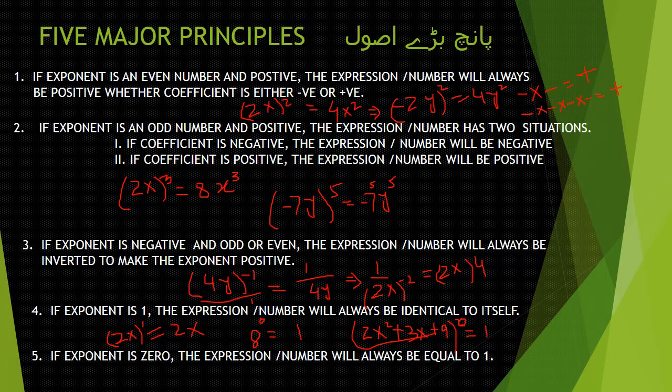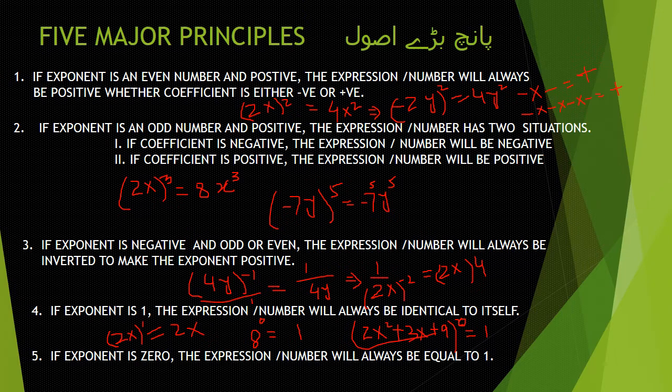Irrespective of whether the coefficient is negative, for example, if I write here (-2y) whole raised to the power 2, although the negative sign is given in the coefficient, still this will be equal to 4y square. It means that here the negative sign has been multiplied 2 times, and when a negative sign is multiplied an even number of times, it always gives rise to a positive term.